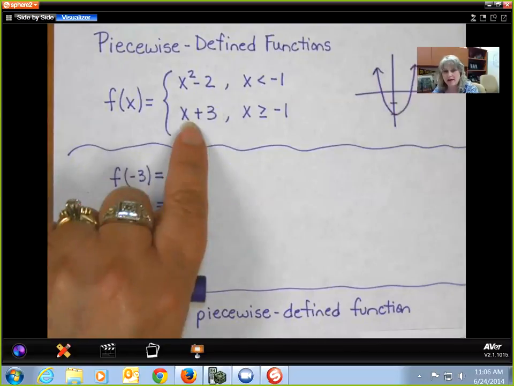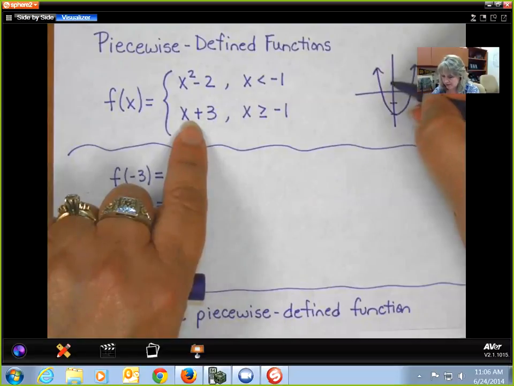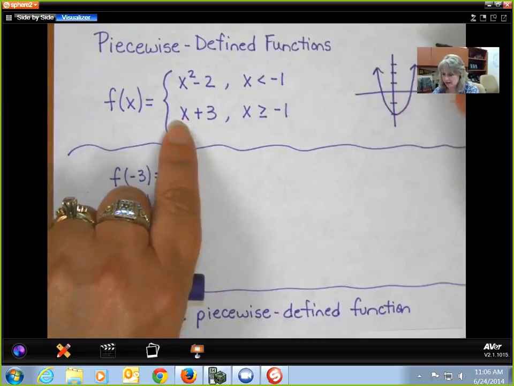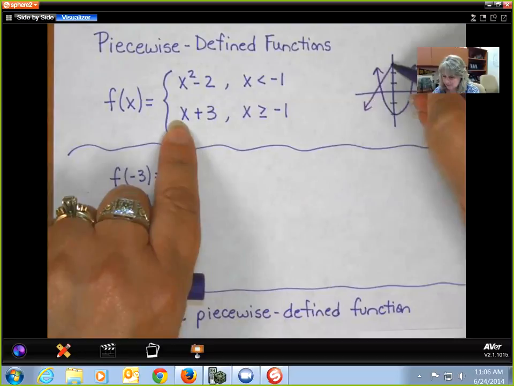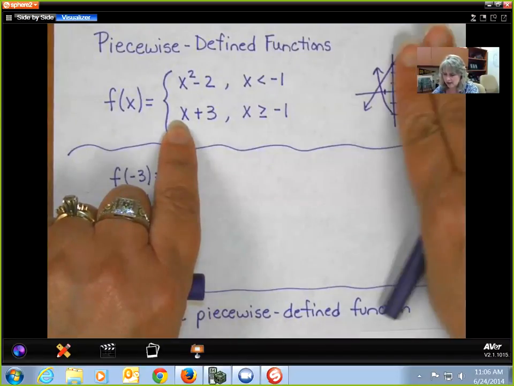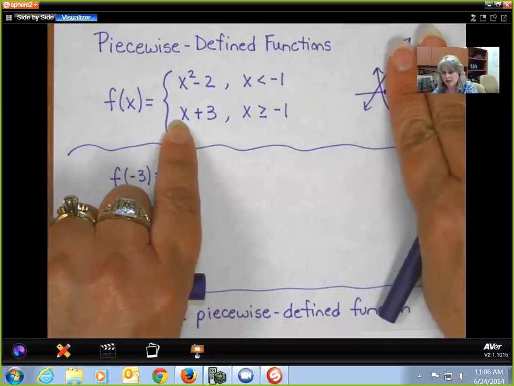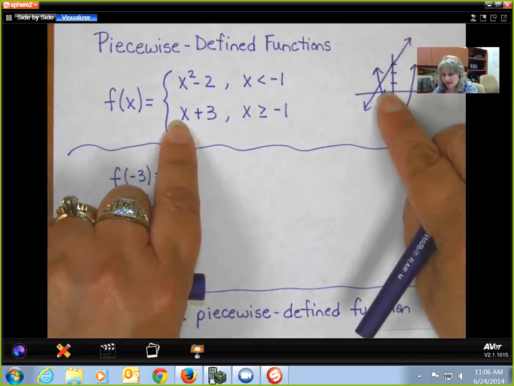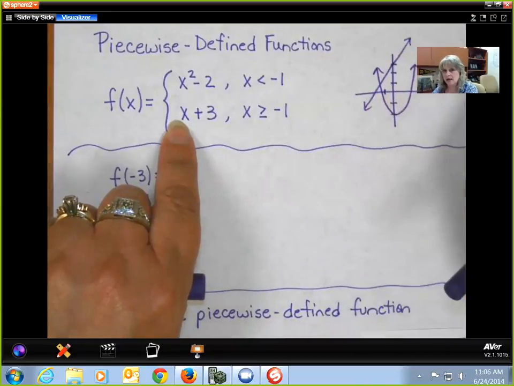We also have the graph x plus 3. Now we know that that's a line that has a y-intercept of 3, and it has a slope of 1 because it's 1x. So it's going to look something like this. But again, the two graphs are going to change when x is at negative 1. So somewhere around in this area at negative 1, this is what the graph's going to look like. Part of this, on the left side of negative 1, it looks like the parabola. On the right side of negative 1, it looks like the line.